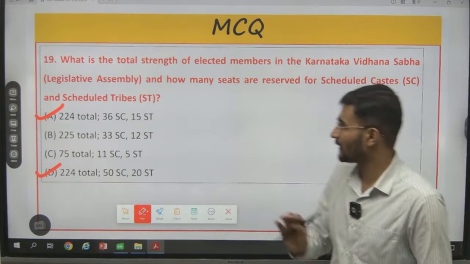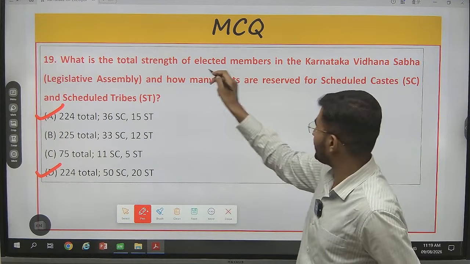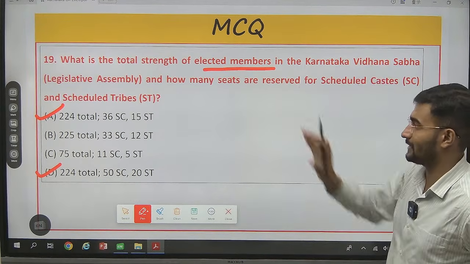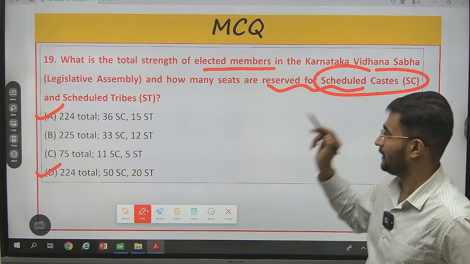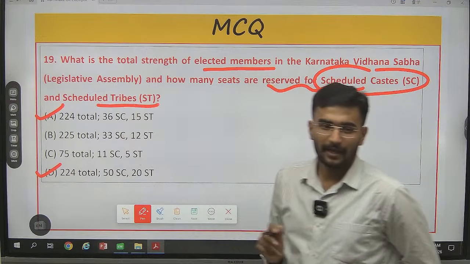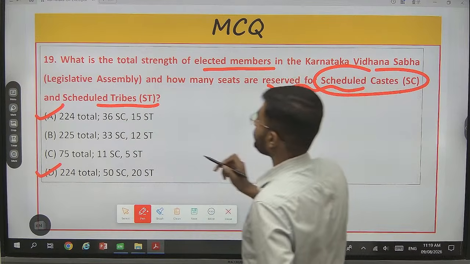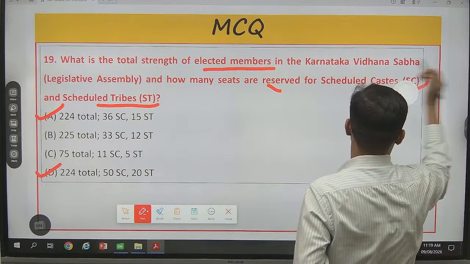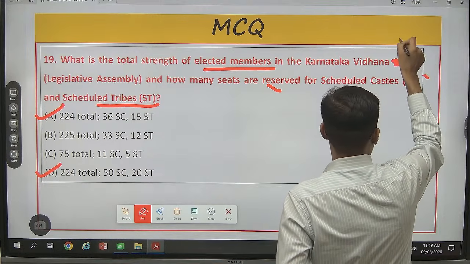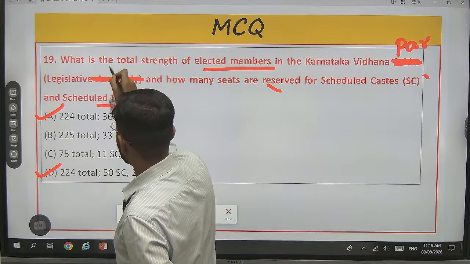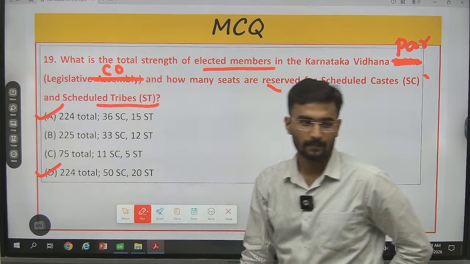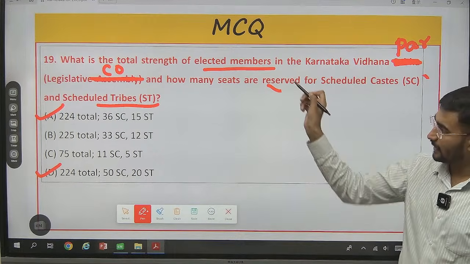And that's what I'm requesting here. What is the total strength of elected members in the Karnataka Vidhana Sabha, Legislative Assembly, and how many seats are reserved for scheduled castes and scheduled tribes? But now ask another question. Now can I say it as Vidhana Parishad, Legislative Council? Tell me first whether this question is right or wrong.